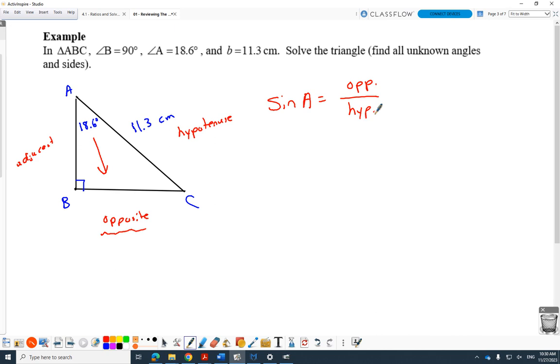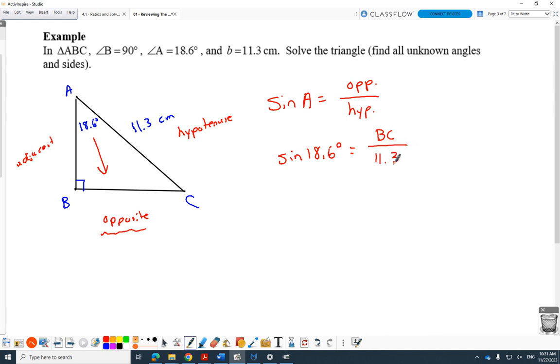Then I fill in the things I know. I know 18.6, so sine of 18.6 degrees is opposite, which I don't know. I don't know what that side's called, and you could label it a lot of things. Some people might label this little a if they were really experienced with trig, because it's opposite the big A. But for this question, I'll just call that side BC. And then the hypotenuse is 11.3.